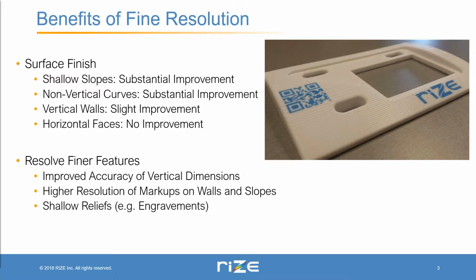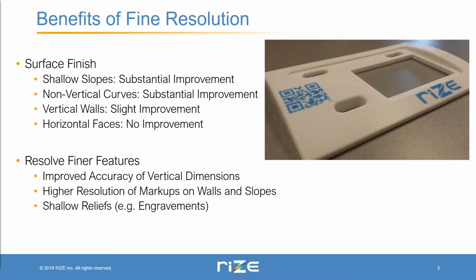Now, on the other hand, switching to fine resolution will have only a very minor effect on the surface finish of vertical walls or vertical curves. This is because most of the non-smoothness in the different surfaces on a part will be on the portions that are more at a diagonal rather than either horizontal, where the thickness of a layer is not really visible, or vertical, where the thickness of a layer is already fine enough that vertical walls tend to be quite smooth.